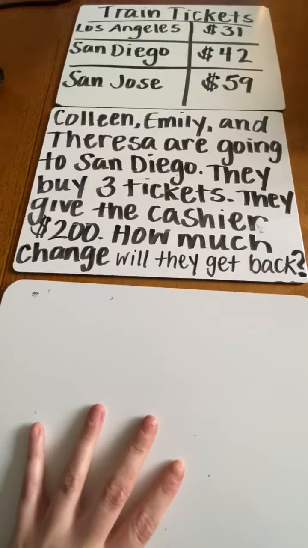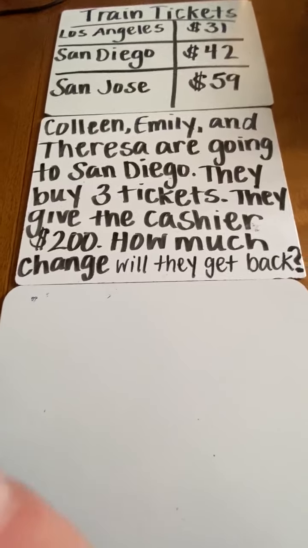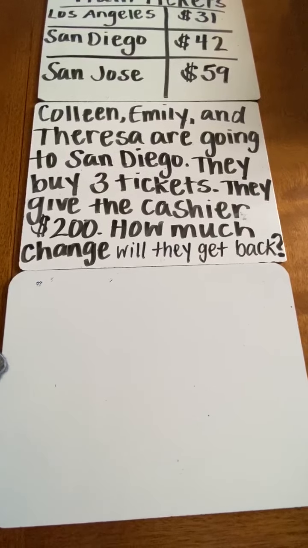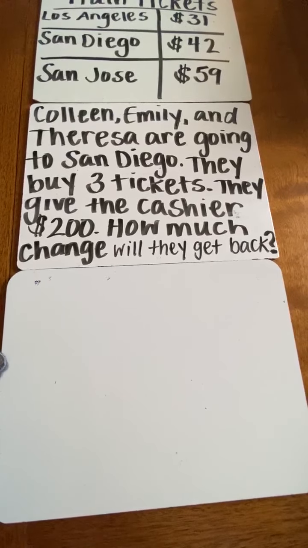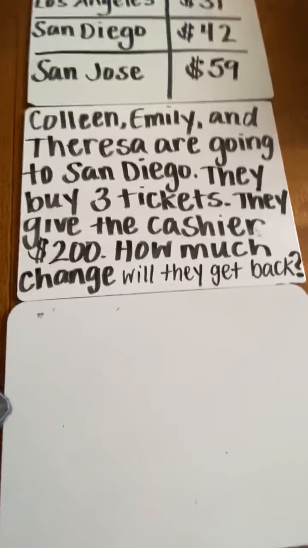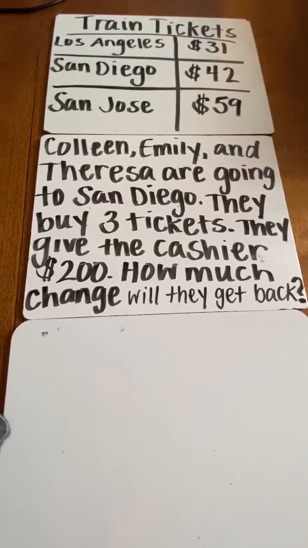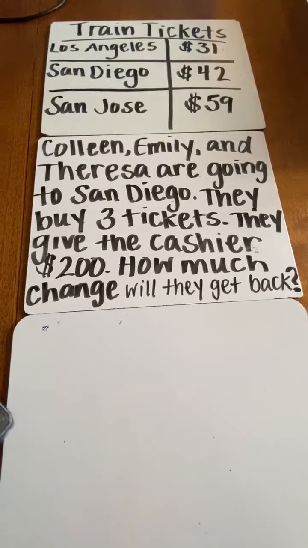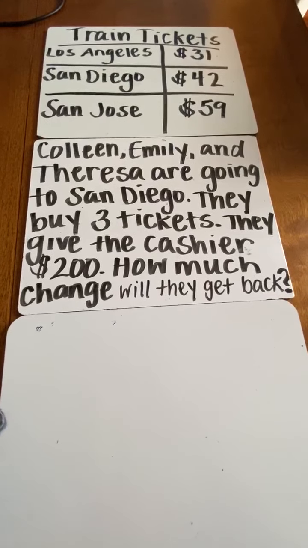All right, our next problem reads, Colleen, Emily, and Teresa are going to San Diego. They buy 3 tickets. They give the cashier $200. How much change will they get back? Okay, so I'm going to read it again. Colleen, Emily, and Teresa are going to San Diego. They buy 3 tickets. They give the cashier $200. How much change will they get back?